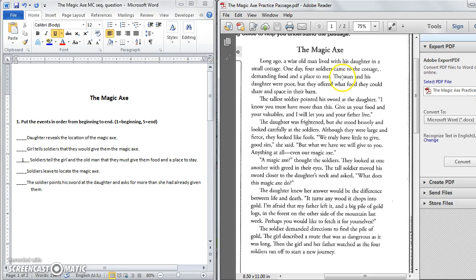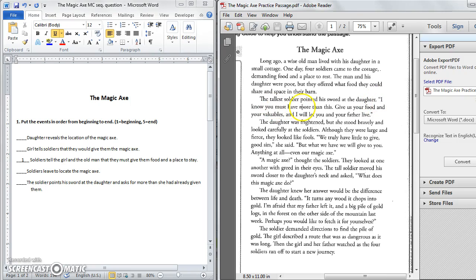Continuing to read right now. The man and his daughters were poor, but they offered what they could share and space in their barn. That wasn't an event. The tallest soldier pointed his sword at the daughter. Huh, I think that was one of the events. I'm going to keep reading though.